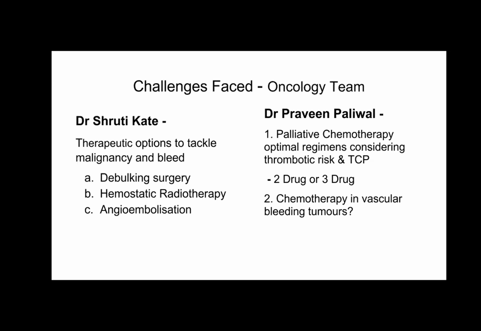Thanks a lot, sir. So my next question for you is, this is the carcinoma stomach, but what about chemotherapy in vascular bleeding tumors? Now we are looking at bleeding and we're looking at both the cardiology and the oncology part. How would you modify your oncology regimen on bleeding tumors like hemangioendotheliomas, angiosarcomas? Would you still go for chemotherapy? Would you like to go for something else?